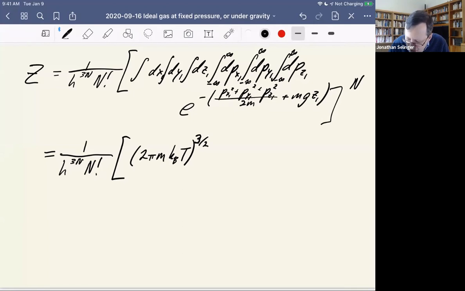Okay, got those things. Check, check, check. Now we still have to do the x integral, the y integral, and the z integral. Let's talk about the x integral.